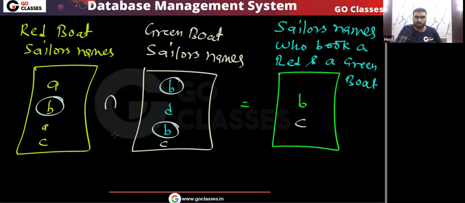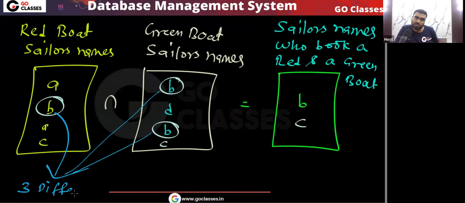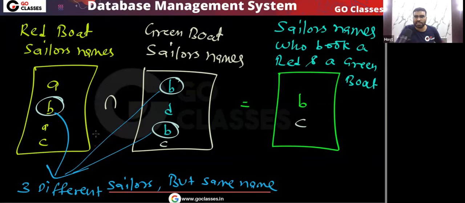Okay, now you just tell me a very simple point. Assume these three B's are different people with the same name. See this B, this B, and this B. Assume three different sellers, but same name. It can happen, right? Three different people, same name.